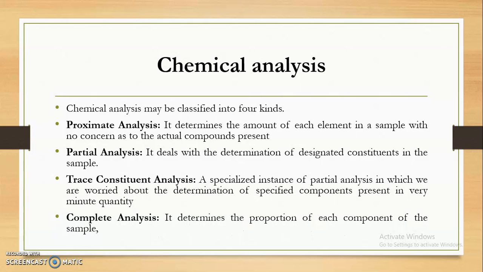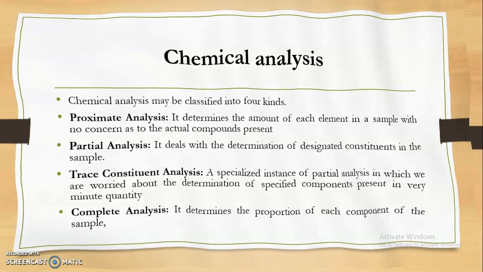And complete analysis means it determines the proportion of each component of the sample. So here we will be determining only which components are present. Here we are not determining how much is the amount. In partial analysis, we will be analyzing only one or two components of that particular sample. In trace constituent analysis, we are going to determine only the substances which are present in minute quantities, and complete analysis determines the proportion of each component.